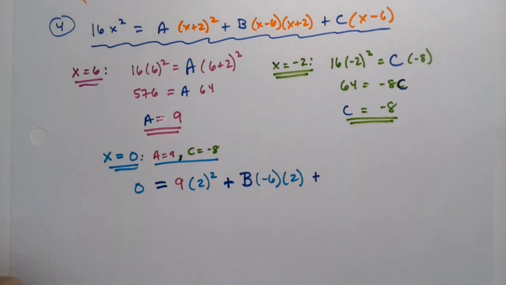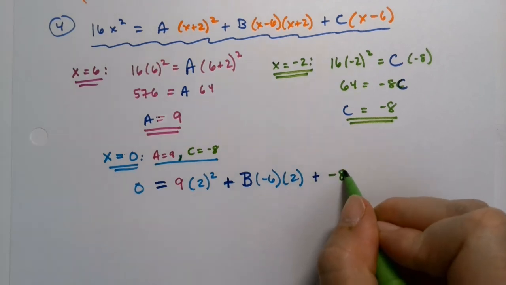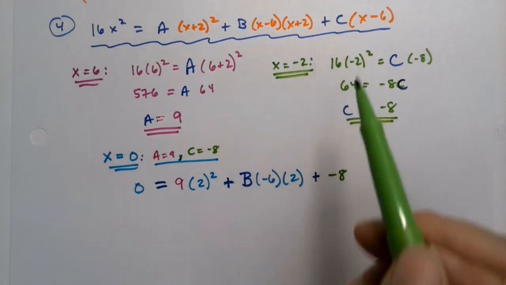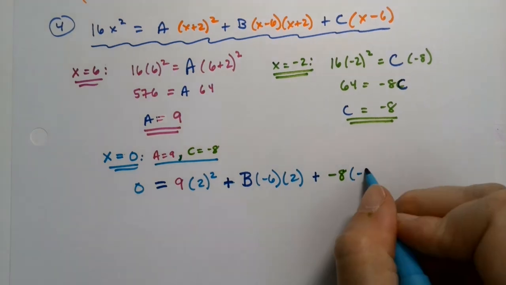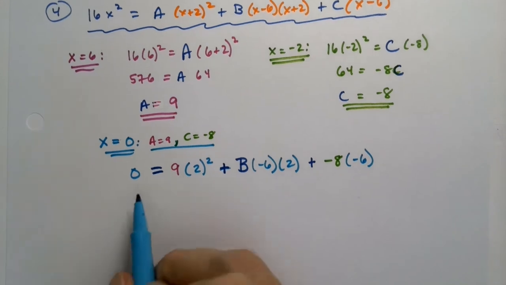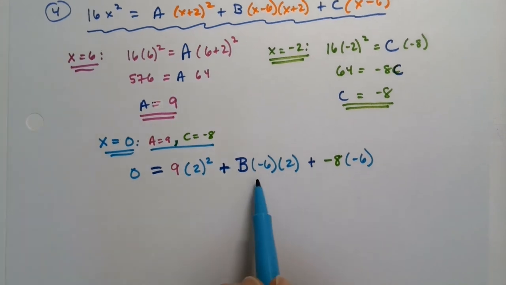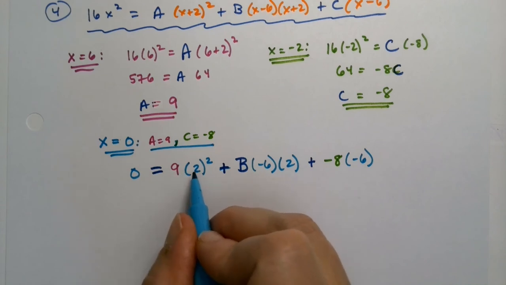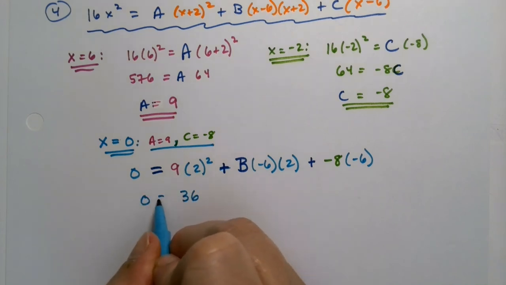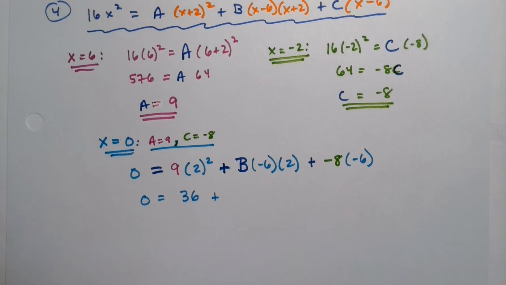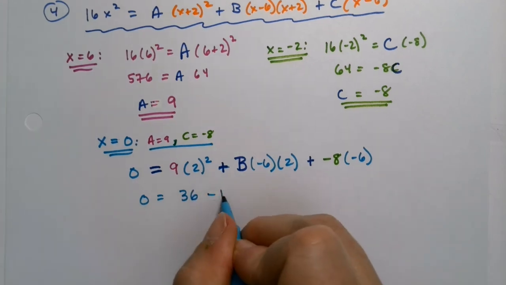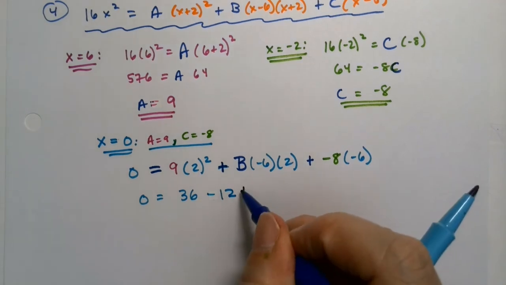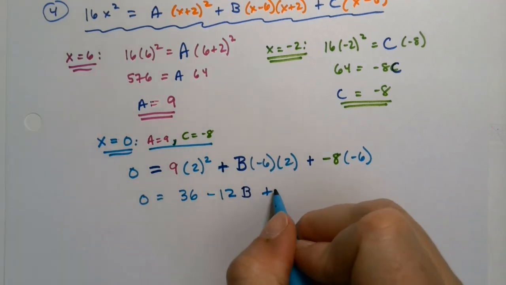over here, I know C is -8. I can actually just put it, right? C is -8. And then 0 minus 6 would be -6. All right, so now this is a simple equation. We can solve it for B. So this would be 9 times 4 is 36. So 0 equals 36 plus, or minus, I should say, minus 12B. Plus 48.